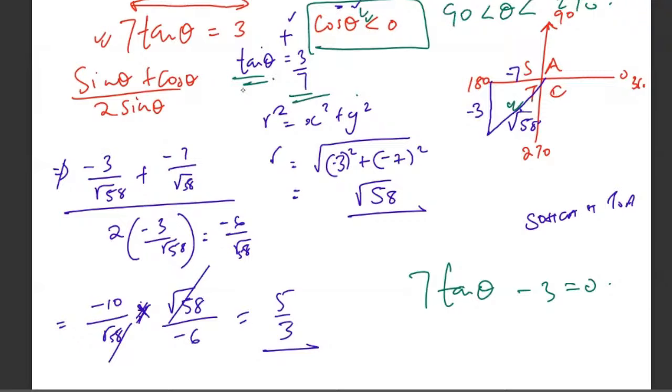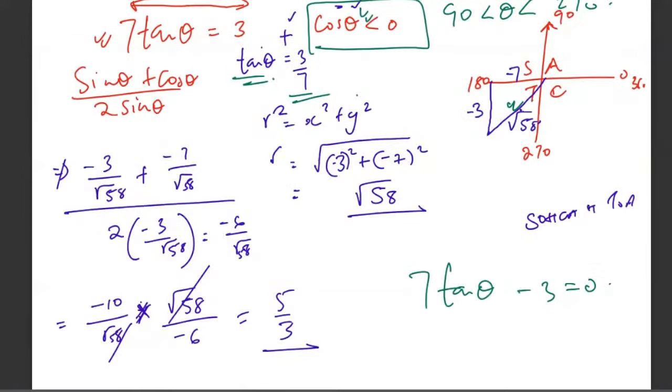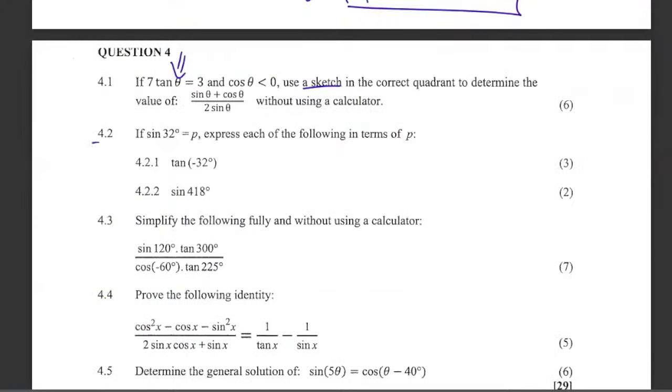So having done that, we can move on to the next aspect. In as much as the question tells you to not use a calculator, they do not want you to find the value of theta, okay? But if you do the substitutions correctly here, you can even use a calculator to simplify. All right, 4.2, if the sine of 32 is P, express each of the following in terms of P.